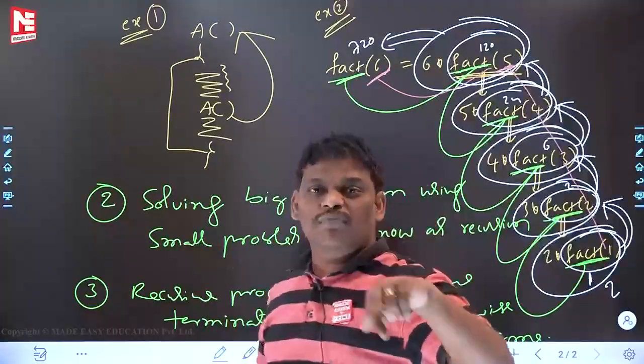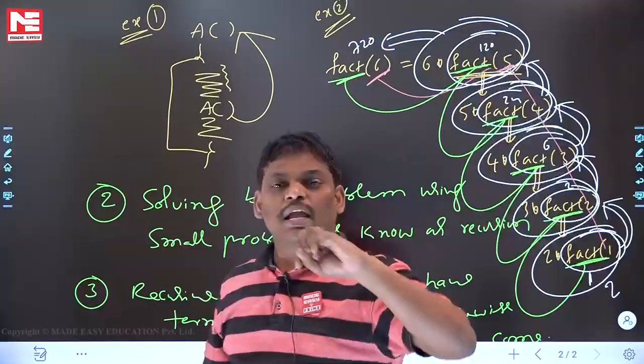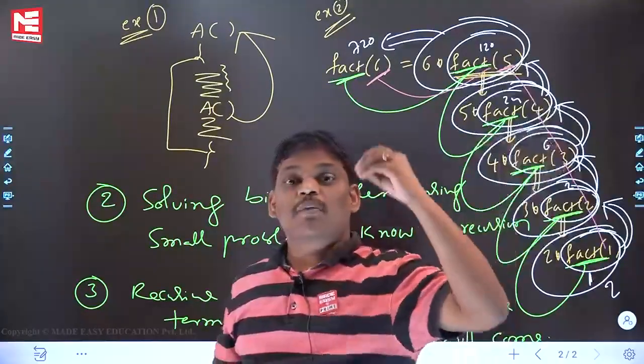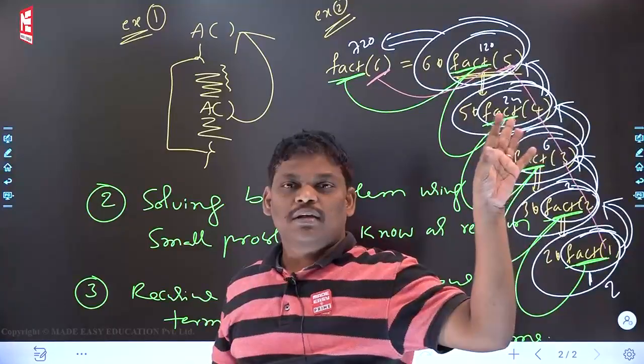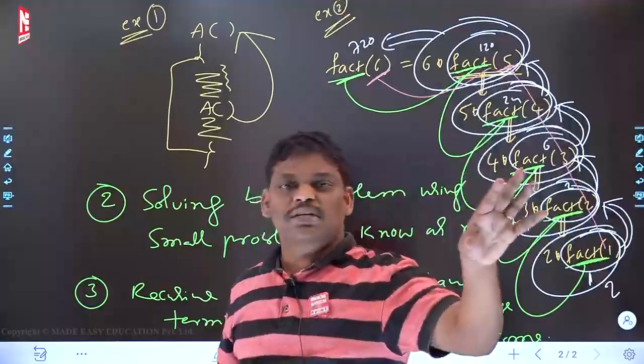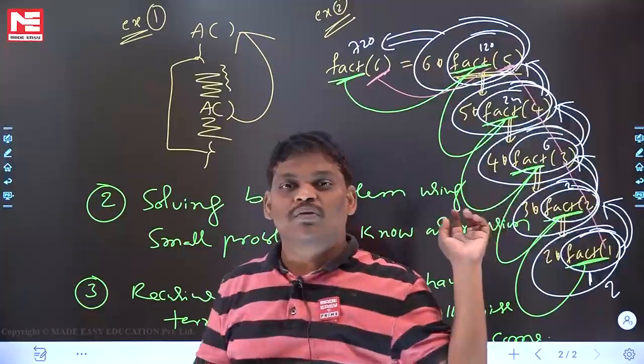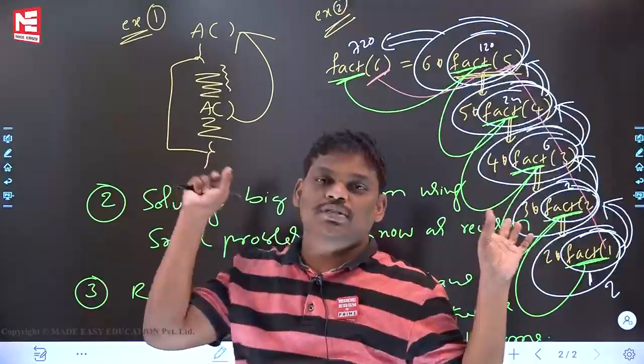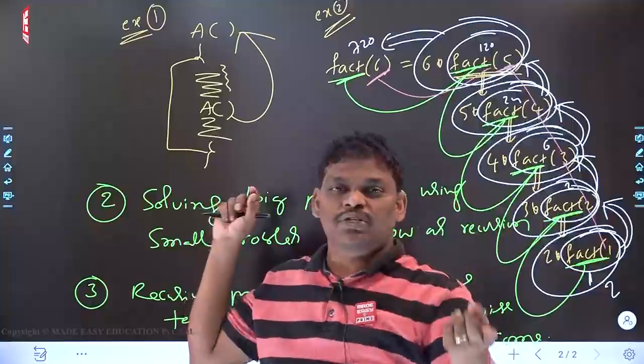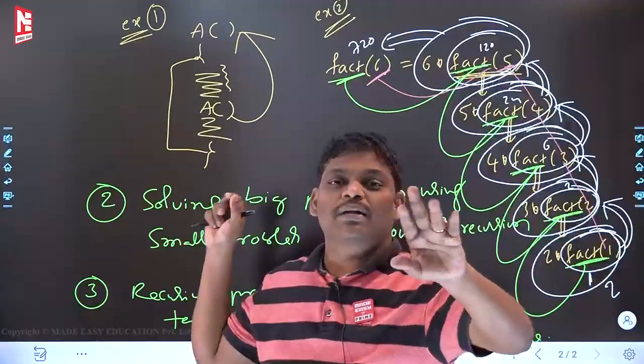From one function call to another function call in the recursion, the name of the function will not change. The number of parameters will not change. The name of the parameter will not change. The function name will not change. But what is the only change? The parameter value will change, but not the other things.